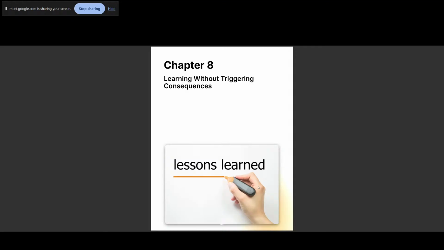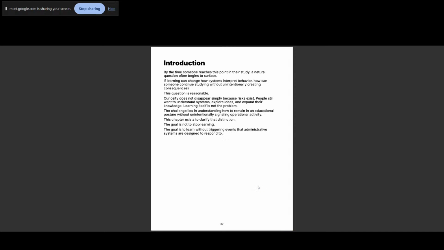Chapter 8. Learning without triggering consequences. Introduction. By the time someone reaches this point in their study, a natural question begins to surface. If learning can change how systems interpret behavior, how can someone continue studying without unintentionally creating consequences? This question is reasonable.